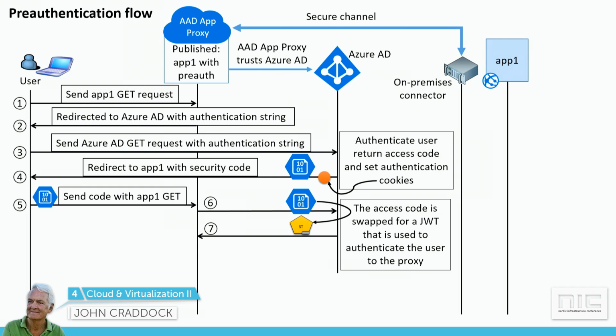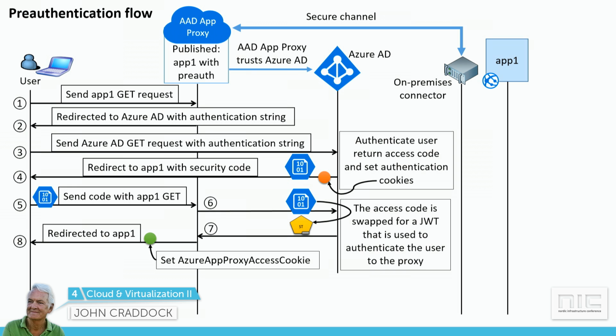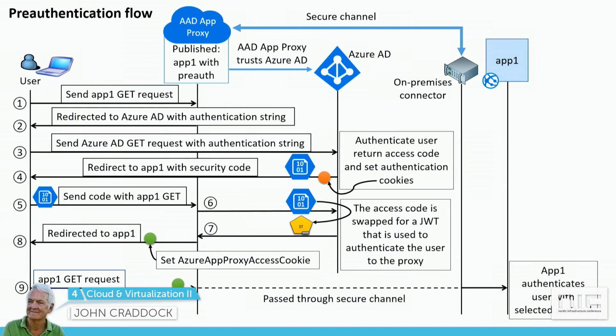The proxy then says, okay, yeah, you are definitely who you say you are. What I'm going to do is reply to you, and I'm going to give you, this time, an edge access cookie. So now we come back to the proxy, and we go through the proxy, because we have this edge access cookie, and we end up at the application, and it's entirely up to the application what it does in terms of authentication. All right?